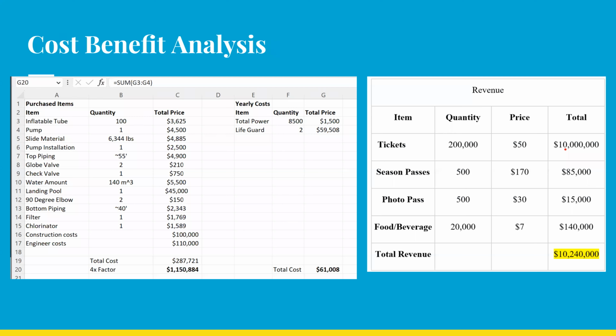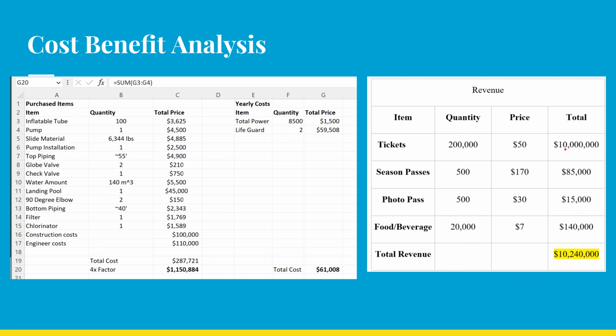Moving on to the cost benefit analysis. Calculating the payoff period of the slide is a crucial process. The revenue of Holiday World as a whole needs to be examined in order to do this for our water slide design. So the table below provides a brief income breakdown for Holiday World. Just to name a few of the prices, the slide material of 6,344 pounds we found is around $5,000. The top piping will roughly be $5,000. The bottom piping of 40 feet will be around $2,300.